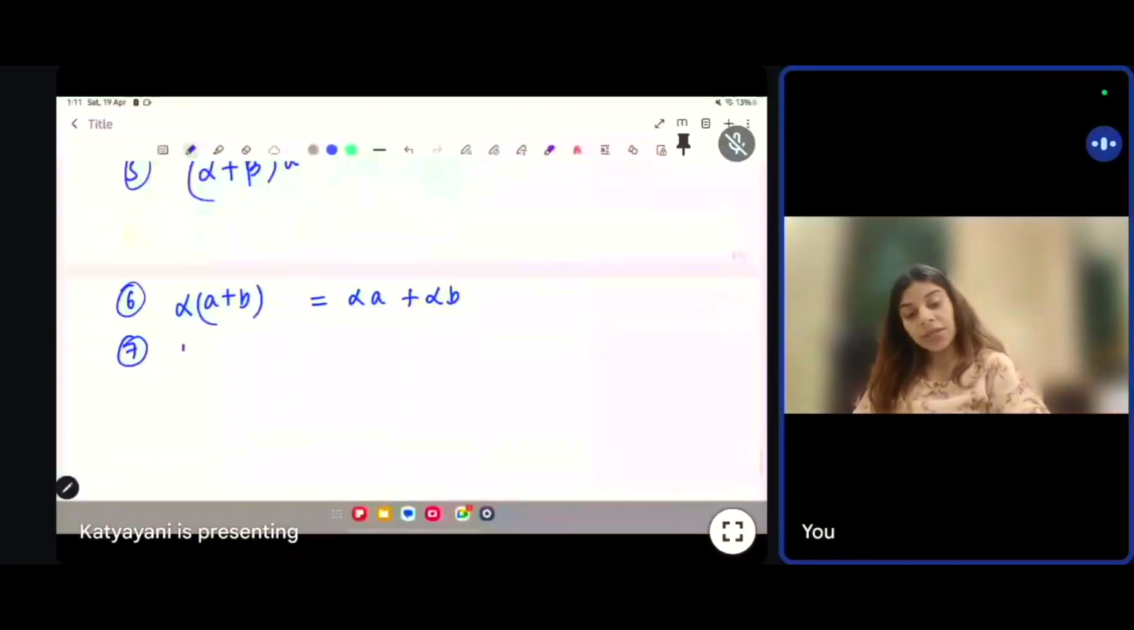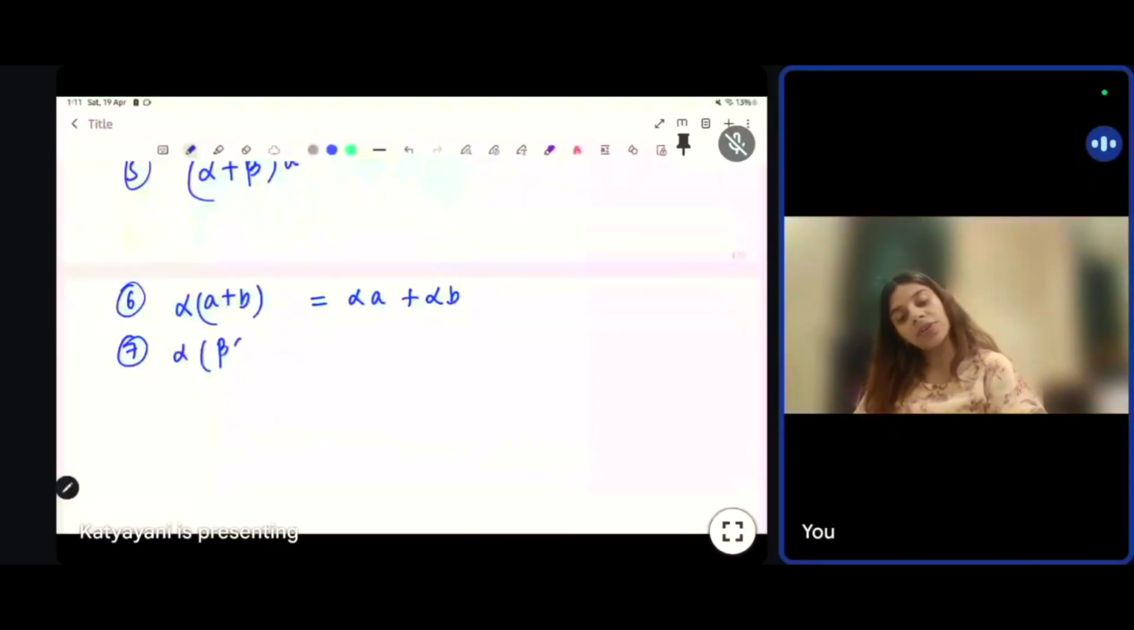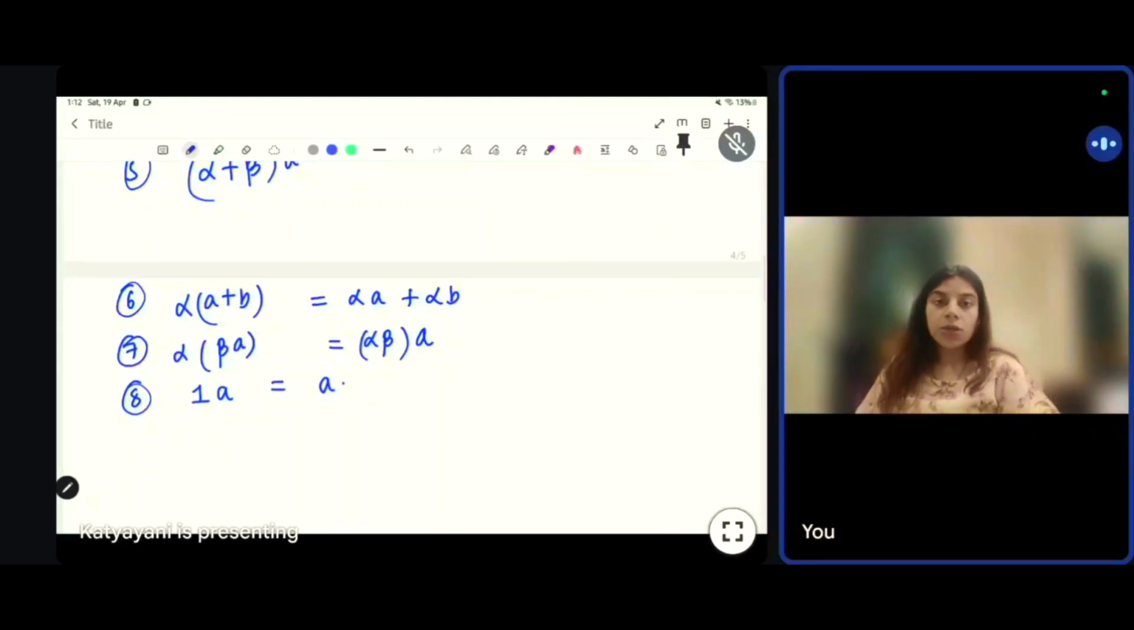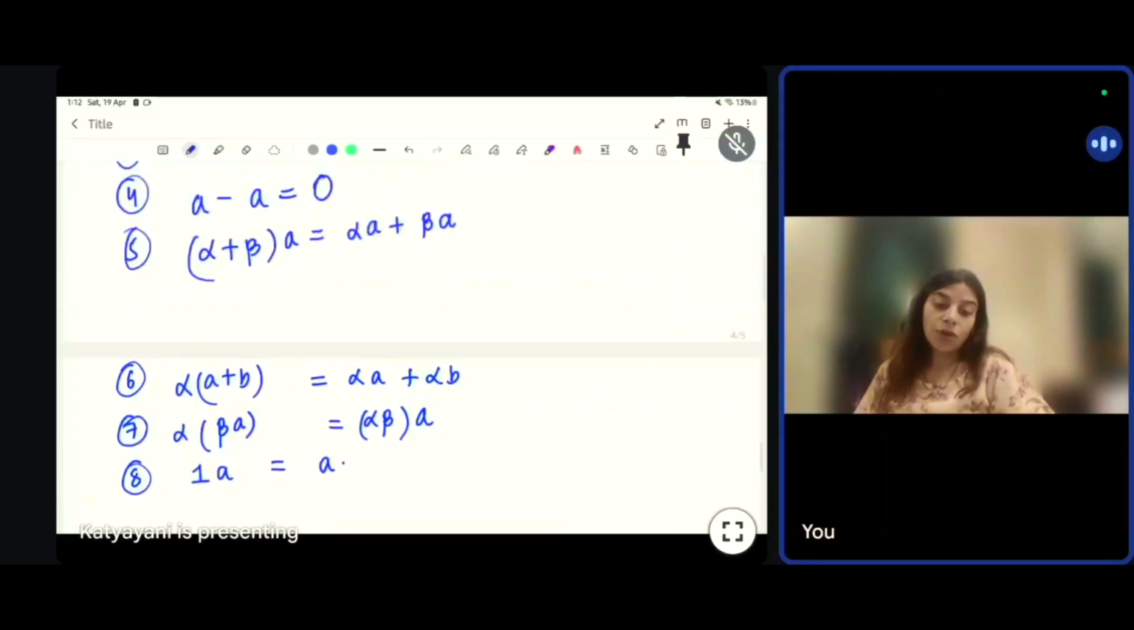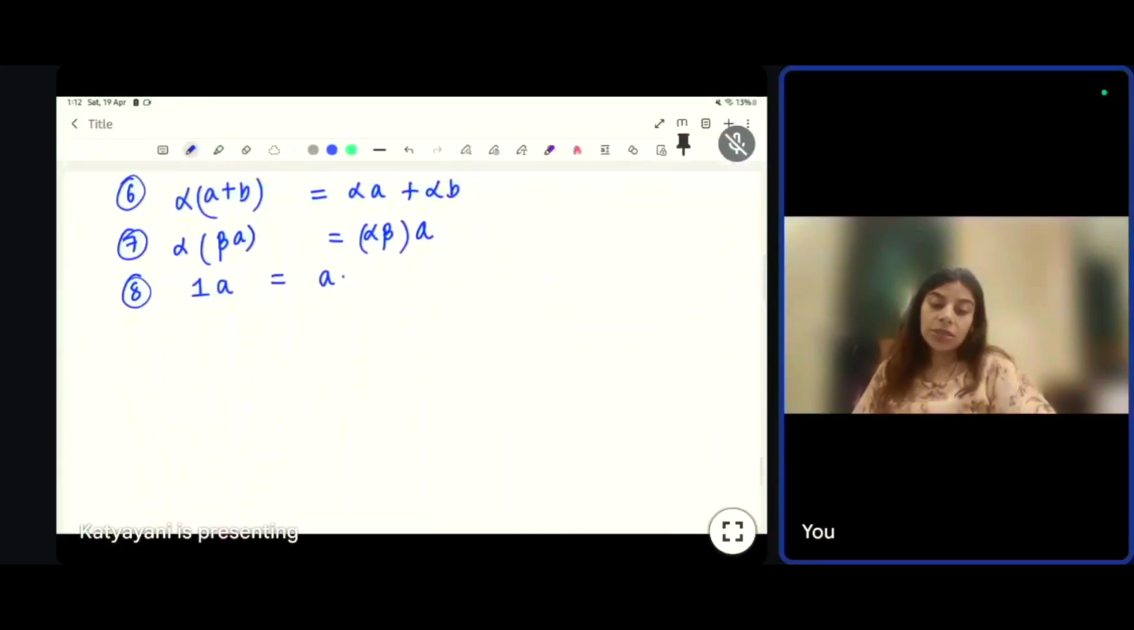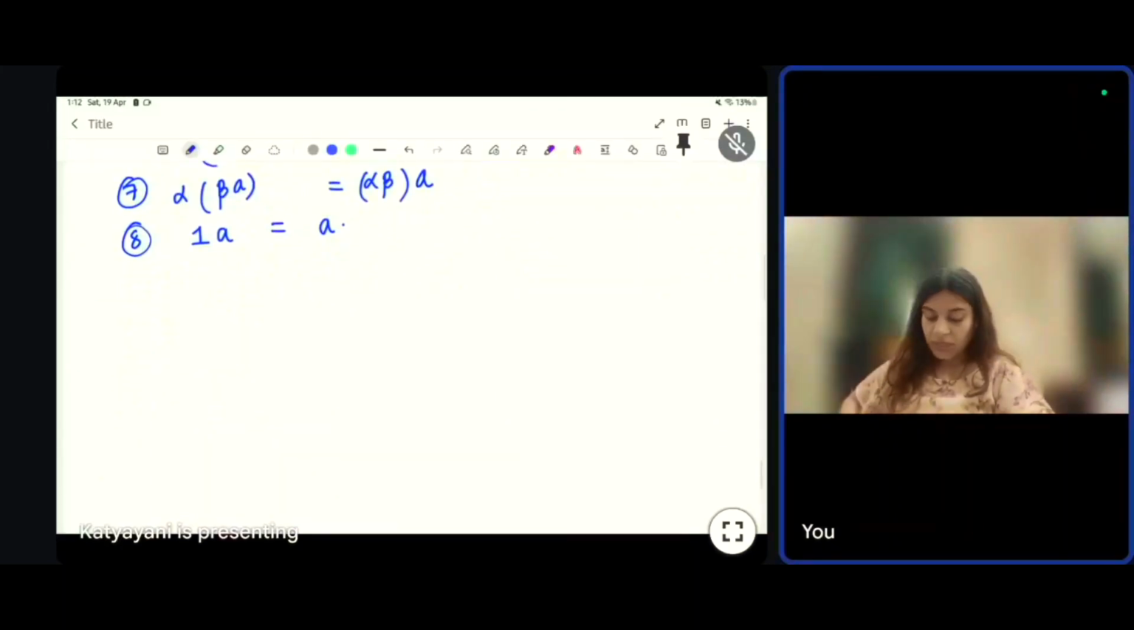The next property is, if I multiply a vector with beta and then multiply it with alpha, or I multiply the two scalars and then multiply it with the vector, I will get the same result. And the last property being, if I multiply my vector by 1, I will get the vector itself, right? So the identity of multiplication is 1, the identity of addition is 0 here, even in the case of vectors.